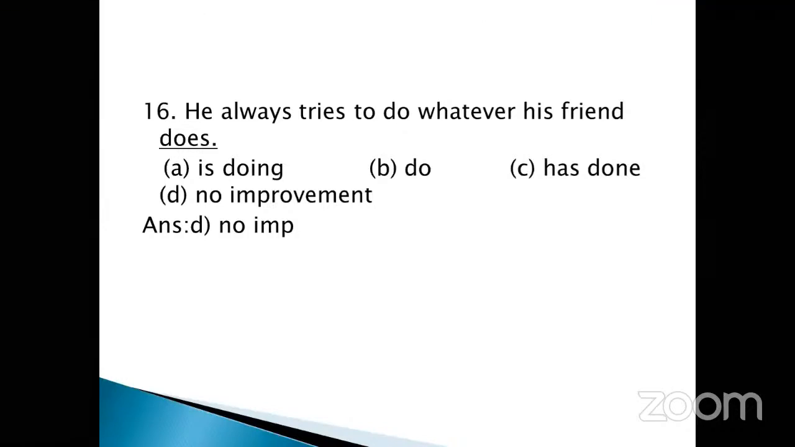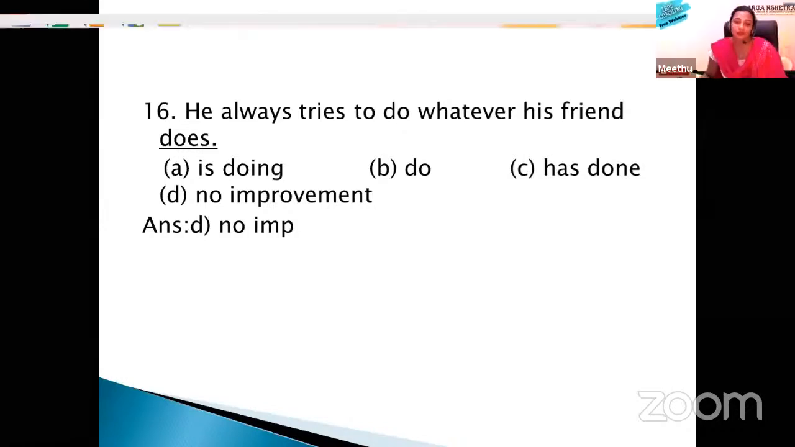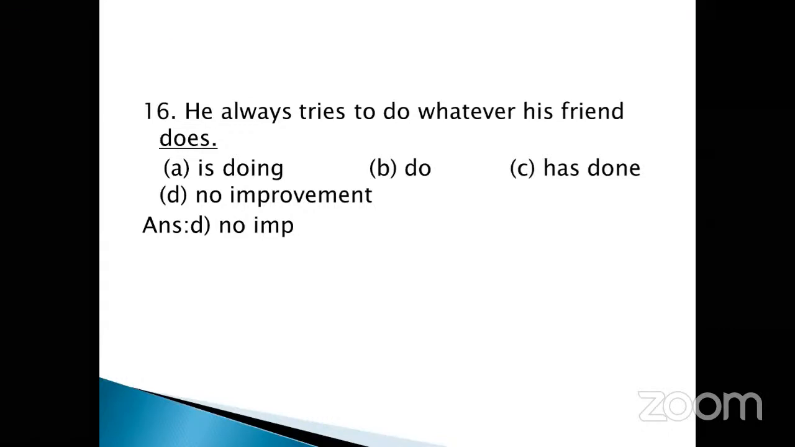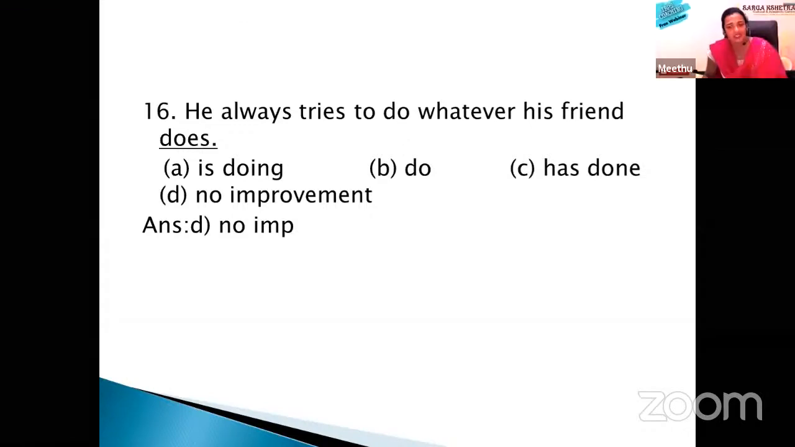Option D, no improvement. Exactly. He always tries to do whatever his friend does. As simple as that. The sentence is absolutely correct. Present simple tense. Since the first part is in simple tense, the second part must be in simple tense. Since his friend is singular, it must be followed by a singular verb instead of do. That's why it is does.